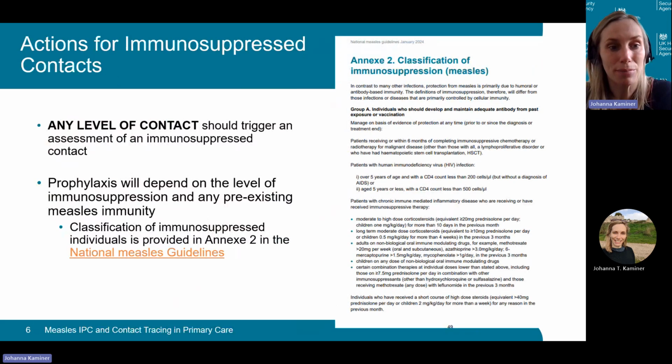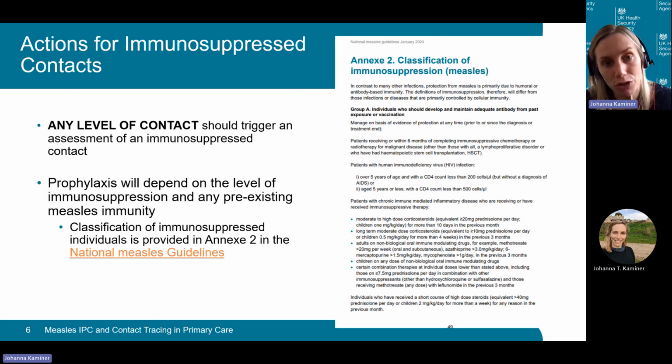So let's start by looking at immunosuppressed contacts. Well, whilst most transmission events require face-to-face contact, transmission through more casual contact does occur, and for immunosuppressed individuals who are more likely to develop severe measles disease, it is particularly important to consider even limited exposure. So a key message here is that for immunosuppressed contacts any level of contact should trigger an assessment.